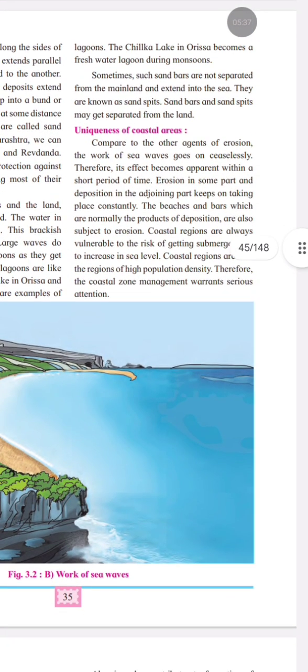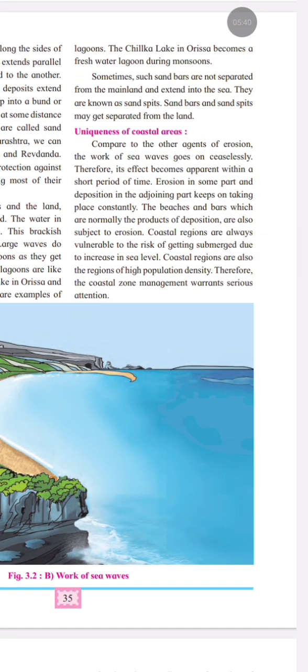Next is the uniqueness of coastal areas. Coastal areas are different because the work of sea waves continues almost continuously. Erosion and deposition keep occurring side by side. Even beaches and bars, which are depositional features, can later be eroded. Coastal areas are also vulnerable to sea level rise and submergence. Because population density is high in many coastal regions, coastal zone management is very important.